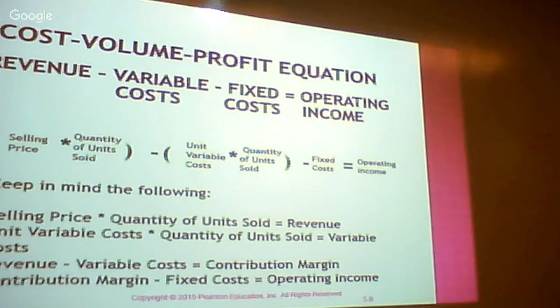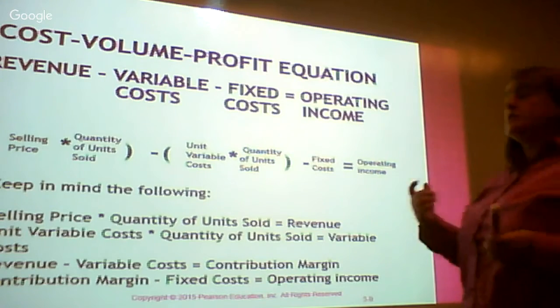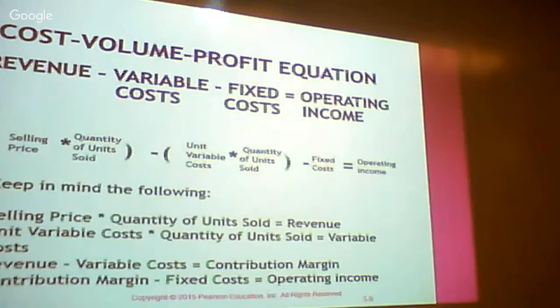So remember, selling price times quantity of units equals revenue. Unit variable cost times quantity of units sold is variable cost. Revenue minus variable cost equals your contribution margin. Contribution margin minus fixed cost equals operating income. It's really good to keep those going in your head at all times, because sometimes they might give you the contribution margin, and you have to back into some numbers sometimes. Okay?